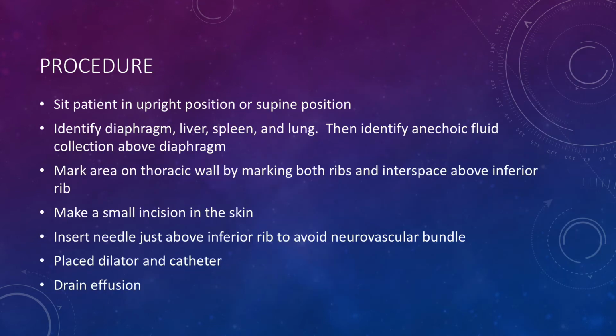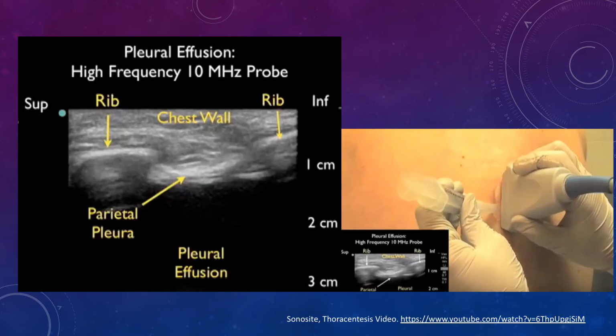For this procedure, the patient should be in one of those positions. You should identify the diaphragm, the liver, the spleen, and the lung. Again, making sure that you identify the liver or the spleen to ensure no solid organ injury. Mark the thoracic wall, make a small incision above the skin, and insert the needle just above the inferior rib to avoid the neurovascular bundle. Place the dilator and catheter and drain the effusion.